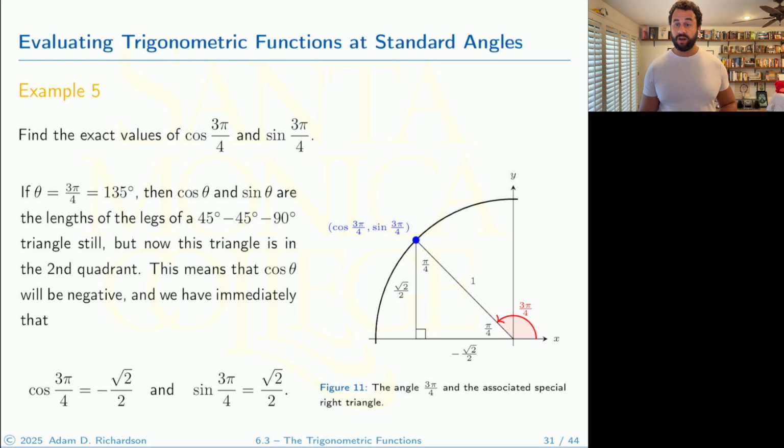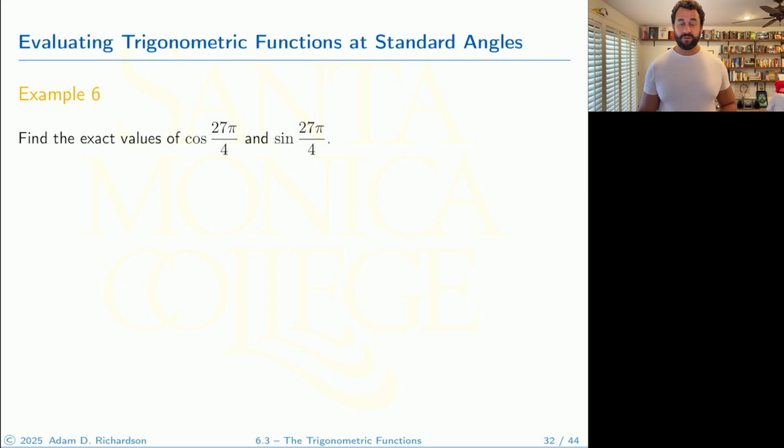Now you can just read it off. Cosine of theta is horizontal displacement, which is negative root 2 over 2. Sine of theta is vertical displacement, which is going to be positive root 2 over 2. And that's it. There we go. Okay, let's do another one.